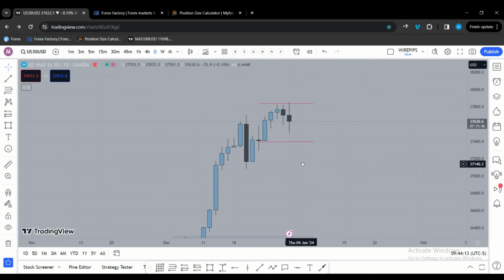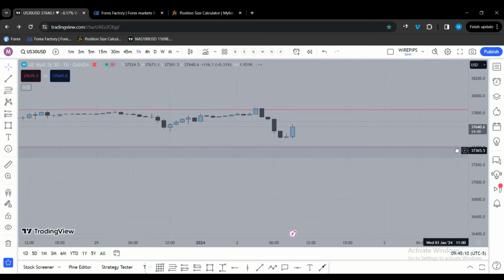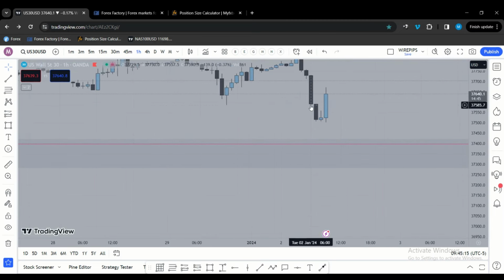On the daily time frame, we can clearly see that we have this order block here, which price is testing now and rejecting. I want to map this order block from the opening and the low of the candle. So now I'll be going down to the 1 hour time frame and mapping out my previous day high and low on the 1 hour time frame.